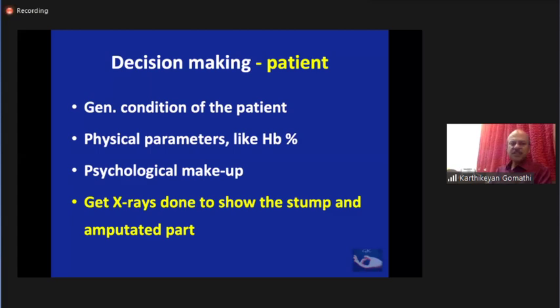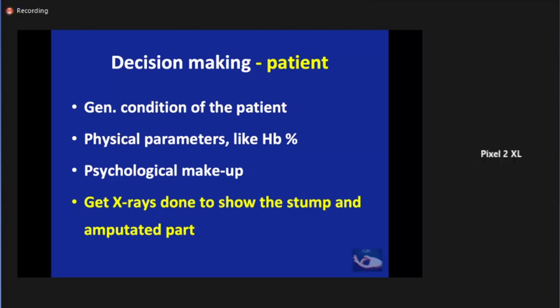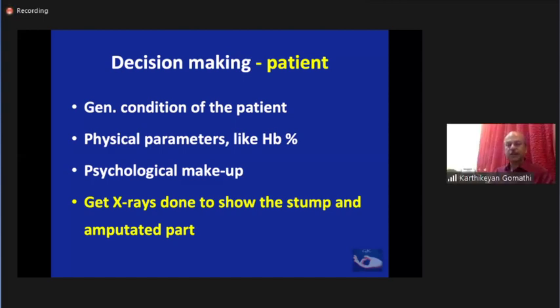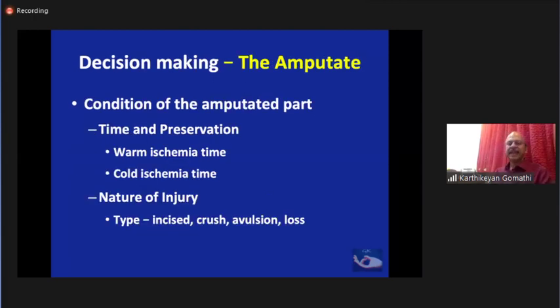As far as the patient is concerned, the general condition of the patient must be good. If it is not good, there is no question at all. The patient will not come in here, the patient is going to be resuscitated. Physical parameters, hemoglobin, anesthesia fitness, psychological makeup. Once we have decided that the patient is good, we can think about a replantation. Immediately, we need to get X-rays done to show the stump and the amputated part in the same X-ray with a little distance apart.